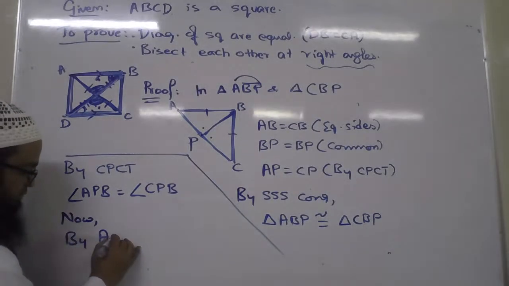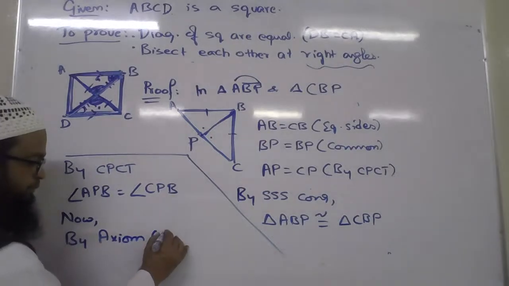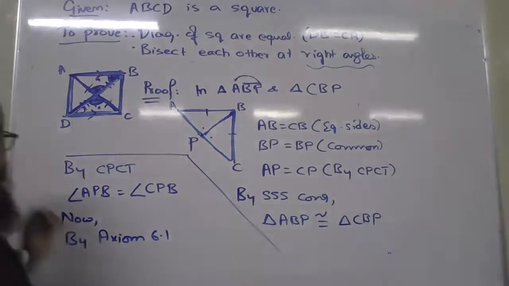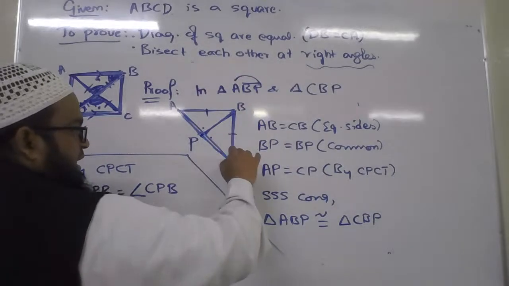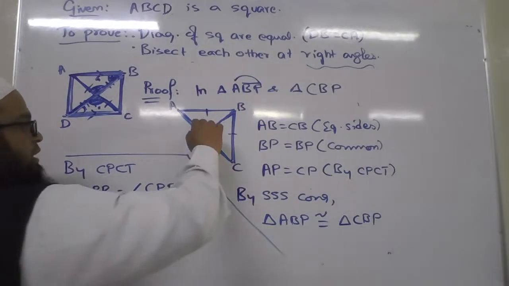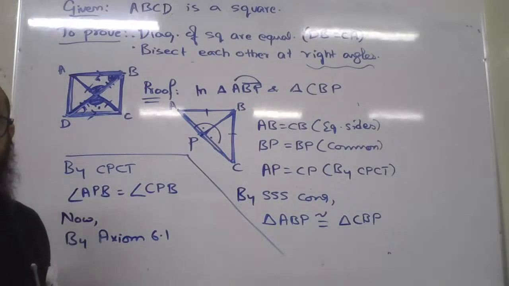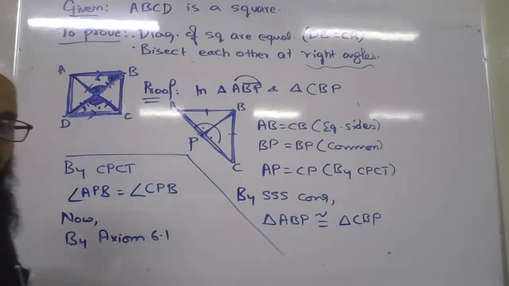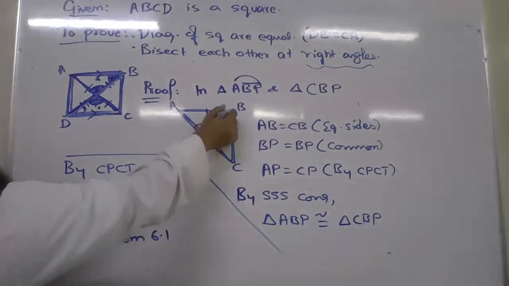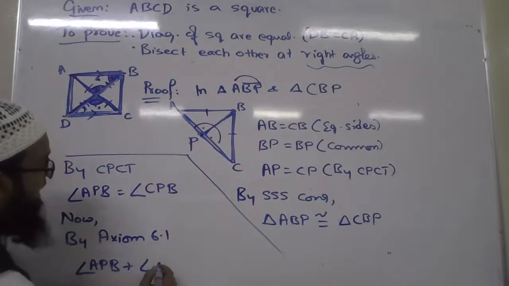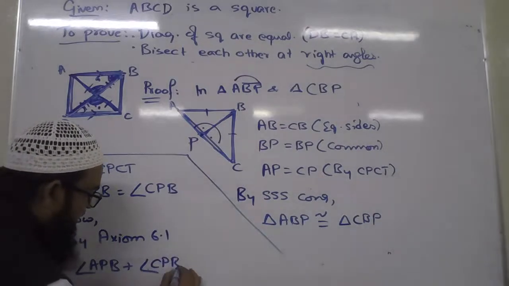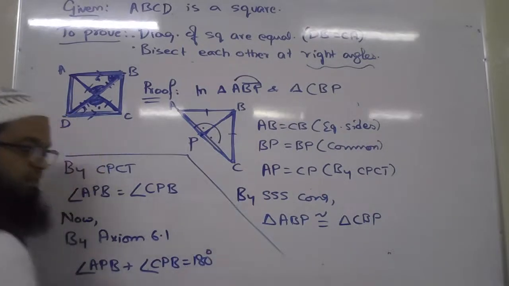By axiom 6.1, because what is axiom 6.1? If a ray stands on a line, the two angles are supplementary. So therefore angle APB plus angle CPB is equal to 180 degrees.